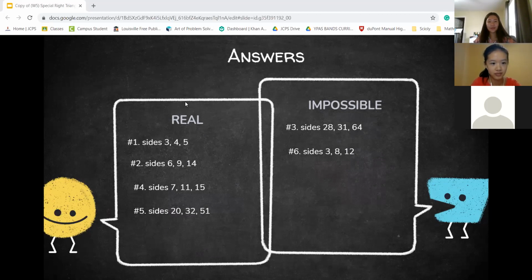So yeah, most of you guys were right. The 1, 2, 4, and 5 were real because for all of these, any two sides, when you add them together, is greater than the other side. But for 3 and 6, for example, 28 plus 31 is not greater than 64. And 3 plus 8 is not greater than 12. So these triangles would be impossible.